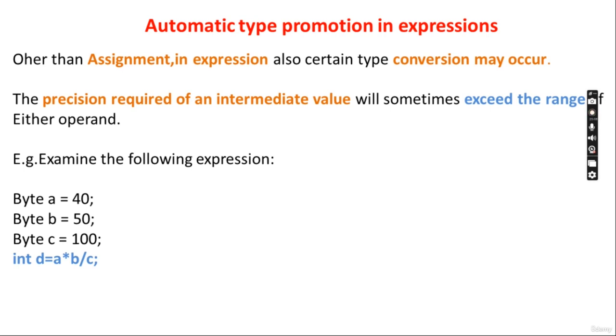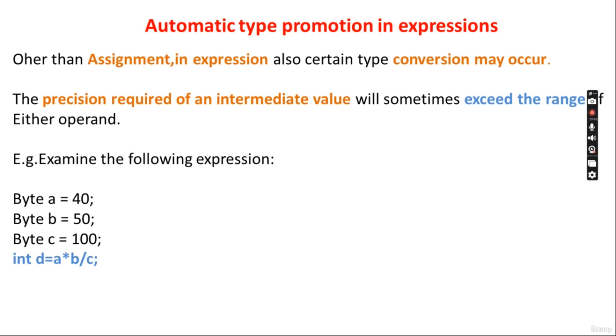Now, automatic type promotion in expressions. Other than assignment, in expressions also certain type conversion may occur. The precision required for an intermediate value will sometimes exceed the range of either operand. For example, if you are calculating some data, and while calculating an intermediate part, sometimes it will exceed the range of either operand. So let us see the example here.